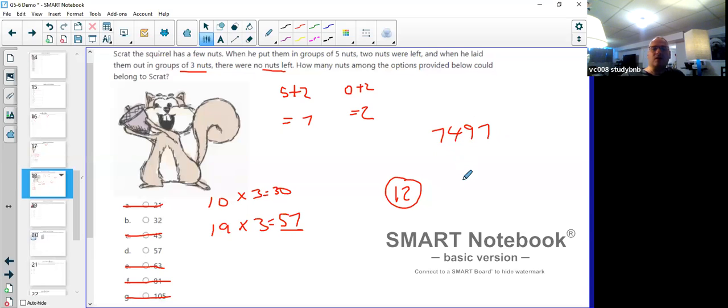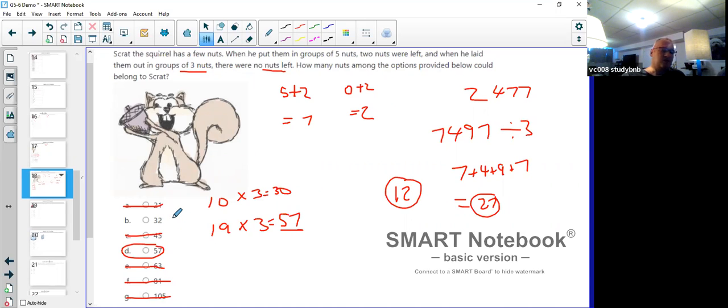Well, add them up, right? 7 plus 4 plus 9 plus 7 equals 27. That's divisible by 3, so is this, right? So you divide this by 3, and you get 2, 4, 7, 7 or something like that. I don't know if that's right. That's probably not right. Maybe I made a mistake. Anyway, that's divisibility by 3, but the answer here then has to be 57, because 32 is not divisible by 3. Right. If a number is divisible by 5, it ends in 0.